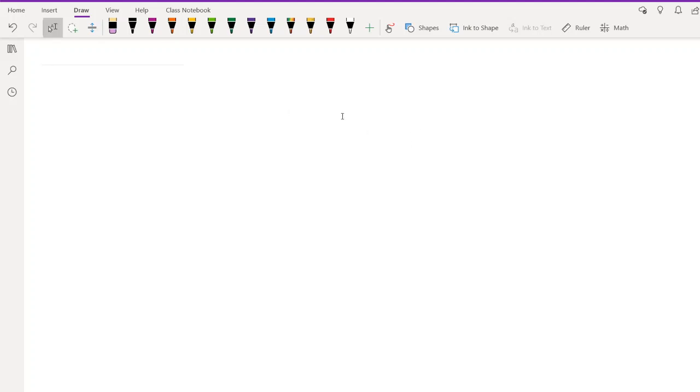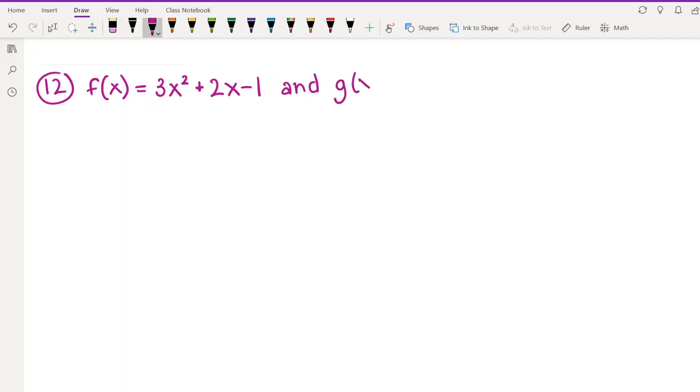Okay, so the first one I want to look at is number 12. Number 12 gives us two functions. It says f of x is equal to 3x squared plus 2x minus 1, and g of x is equal to x minus 1. So this question basically asks you to do a bunch of different things with these functions.